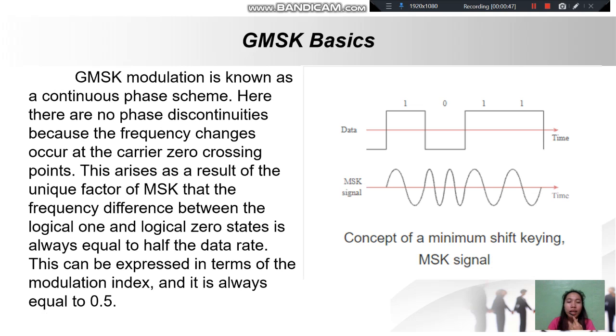GMSK basics. GMSK modulation is known as a continuous phase scheme. Here, there are no phase discontinuities because the frequency changes occur at the carrier zero crossing points. This arises as a result of the unique factor of MSK that the frequency difference between the logical 1 and logical 0 states is always equal to half the data rate. This can be expressed in terms of the modulation index, and it is always equal to 0.5. So here is the image of a concept of a minimum shift keying MSK signal.